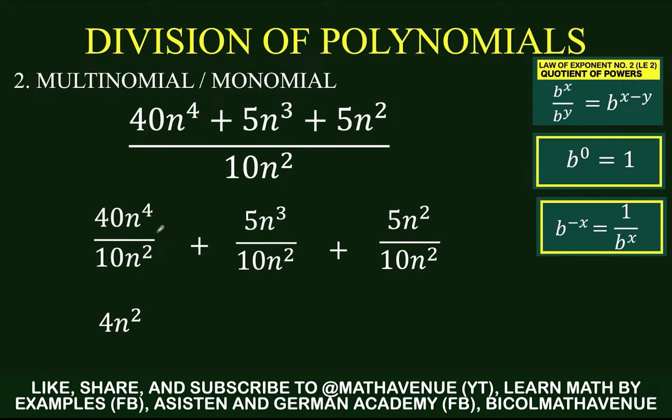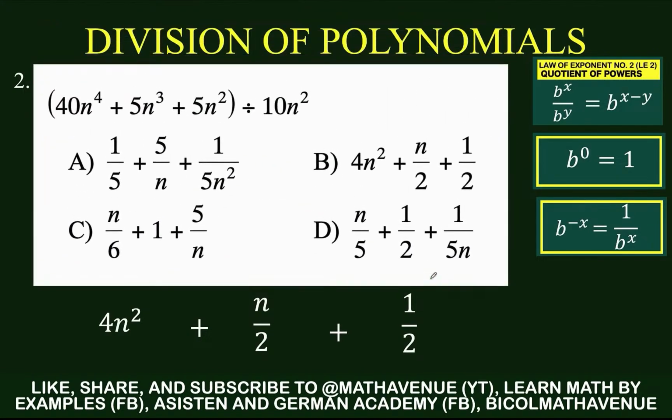We subtract the exponent 4 minus 2 to get this 2. Here, 5 over 10 is 1/2 in lowest term. N to the 3rd divided by n squared is n. So the numerator is 1n, the denominator is 2, but we do not write that 1 anymore. And here, lowest term of 5 over 10 is 1/2 again. Then this n squared and n squared, when divided, would be equal to 1. So the answer is 1/2 for the 3rd term. And this is now our answer, which is letter B, this one.